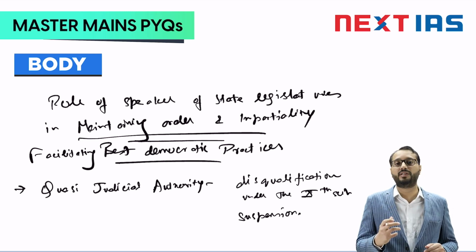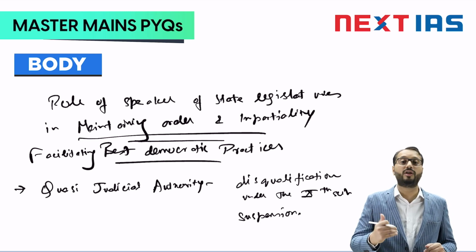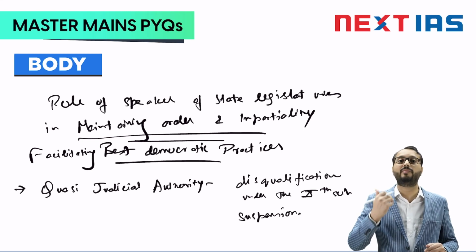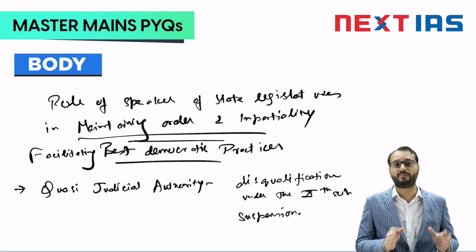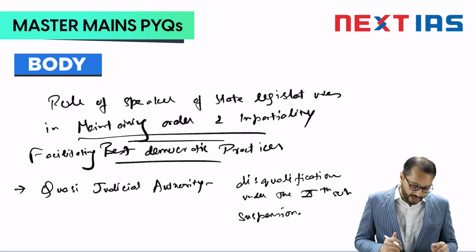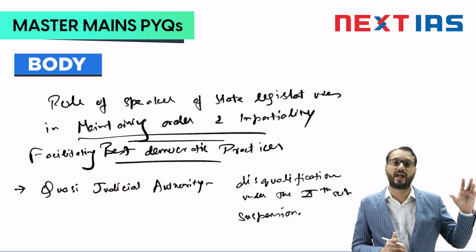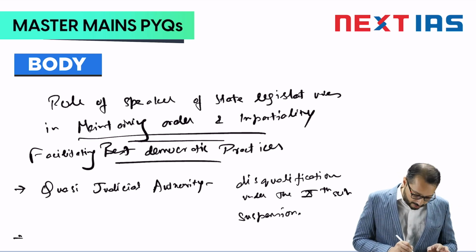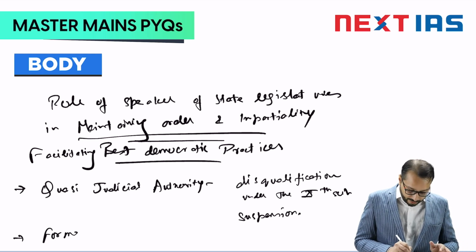So when a member is accused of crossing the floor and voting for another party, or he has done something to attract disqualification, the speaker will be the authority to take a call on that. Similarly, when it goes to suspension of MPs and other things, right? So his role as a quasi judicial body is to facilitate democratic ideals on the floor of the house, right?